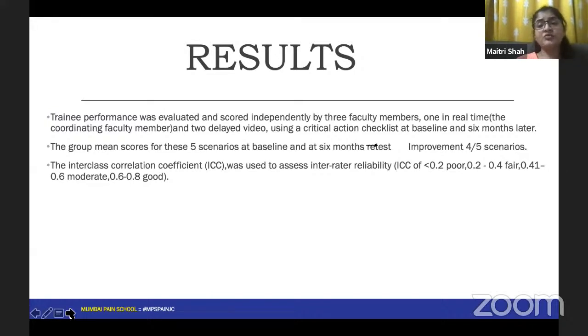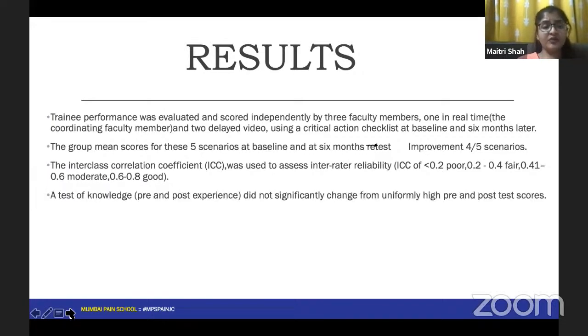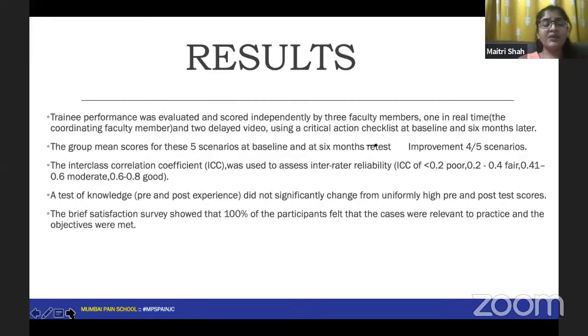Less than 0.2 was poor, 0.2 to 0.4 fair, 0.4 to 0.6 moderate, and 0.6 to 0.8 ICC was stated to be good. The test of knowledge, pre and post experience, did not significantly change from uniformly high pre and post test scores. A brief satisfaction survey showed that 100% of the participants felt that the cases were relevant to practice and objectives were met.